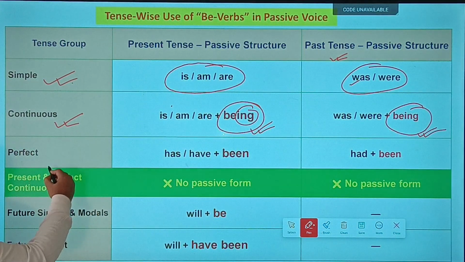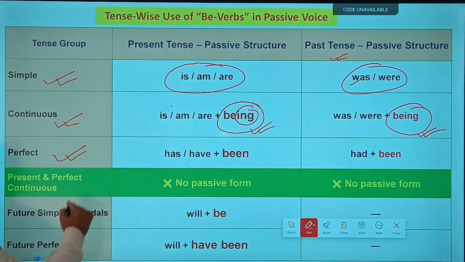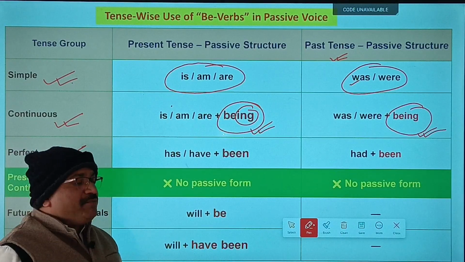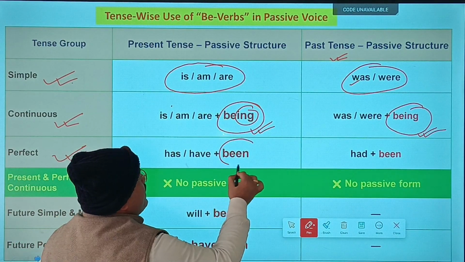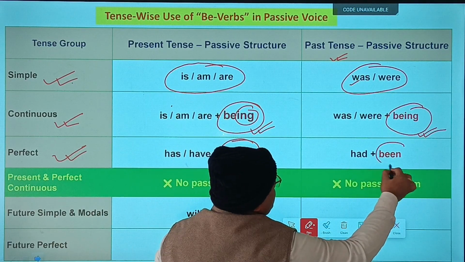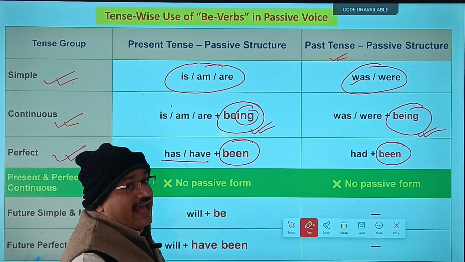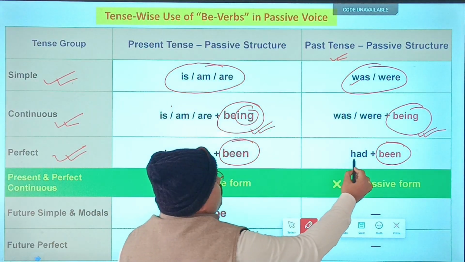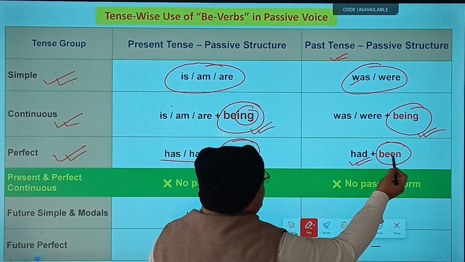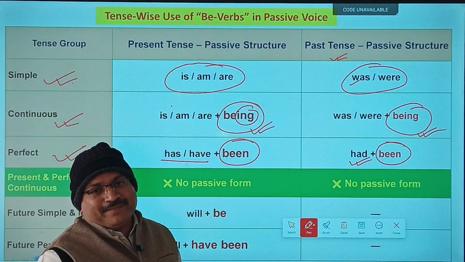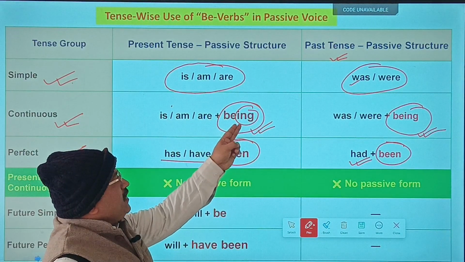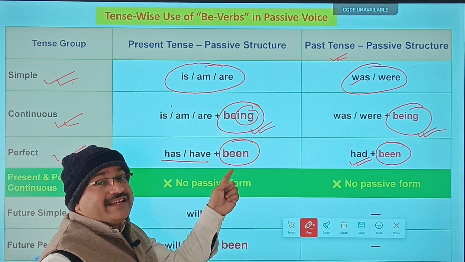Okay. Now, when the sentence is perfect tense, present perfect, been is very important. Been. So if it is present perfect, has or have been, past perfect had plus been. So just remember continuous being, perfect been.